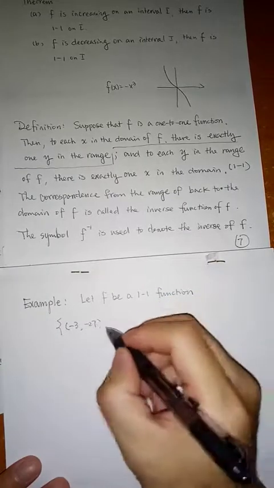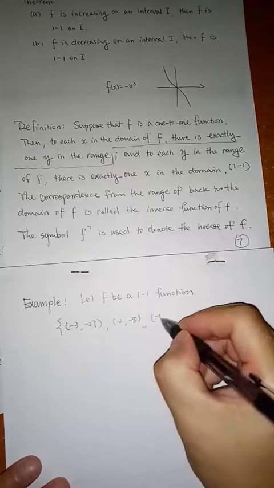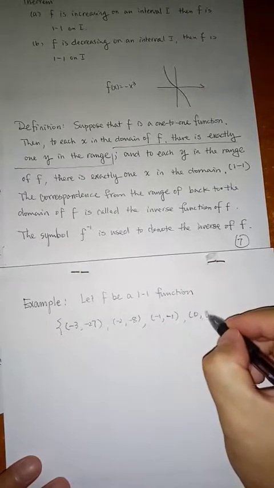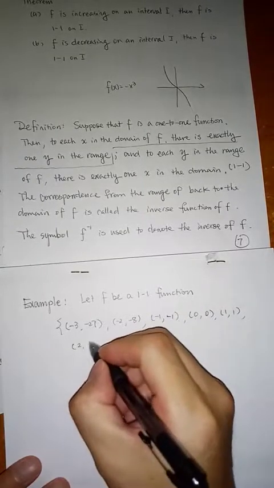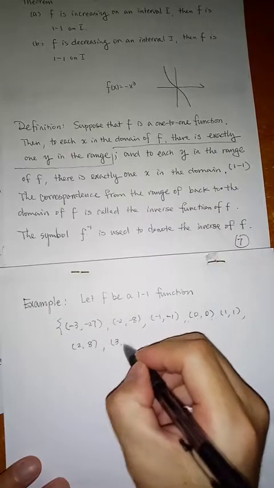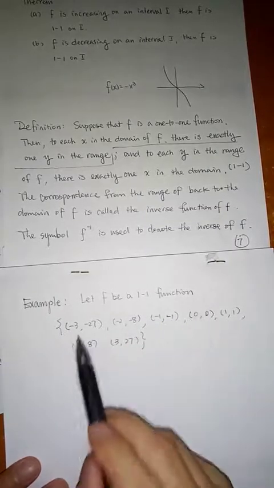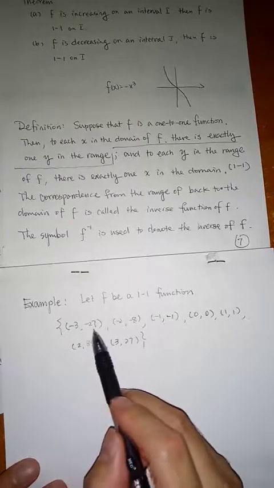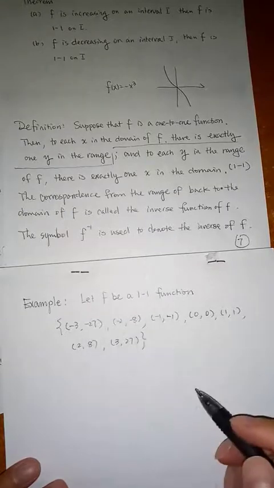-3, -27, and -2, -8, -1, -1, and 0, 0, 1, 1, 2, 8, 3, 27. Okay, so this is a one-to-one function. For one input, you have one output. One x, you have one y. Because we don't have a lot of values, we can list them.